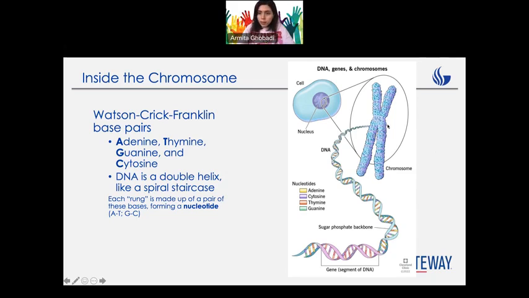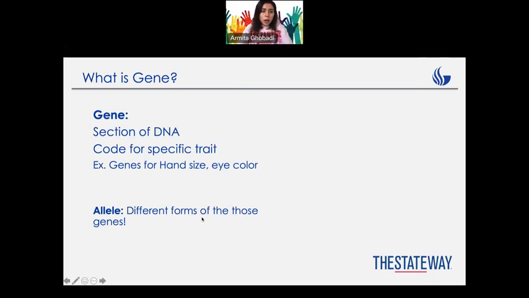Another time. Chromosomes, it's here, it looks like X. Part of chromosome can be DNA, and part of DNA, like a segment of the DNA, it can be gene. I hope it would be clear. So like I said, gene can be segments of DNA. It has codes for a specific trait. For example, we have genes for hand size, we have genes for eye color.